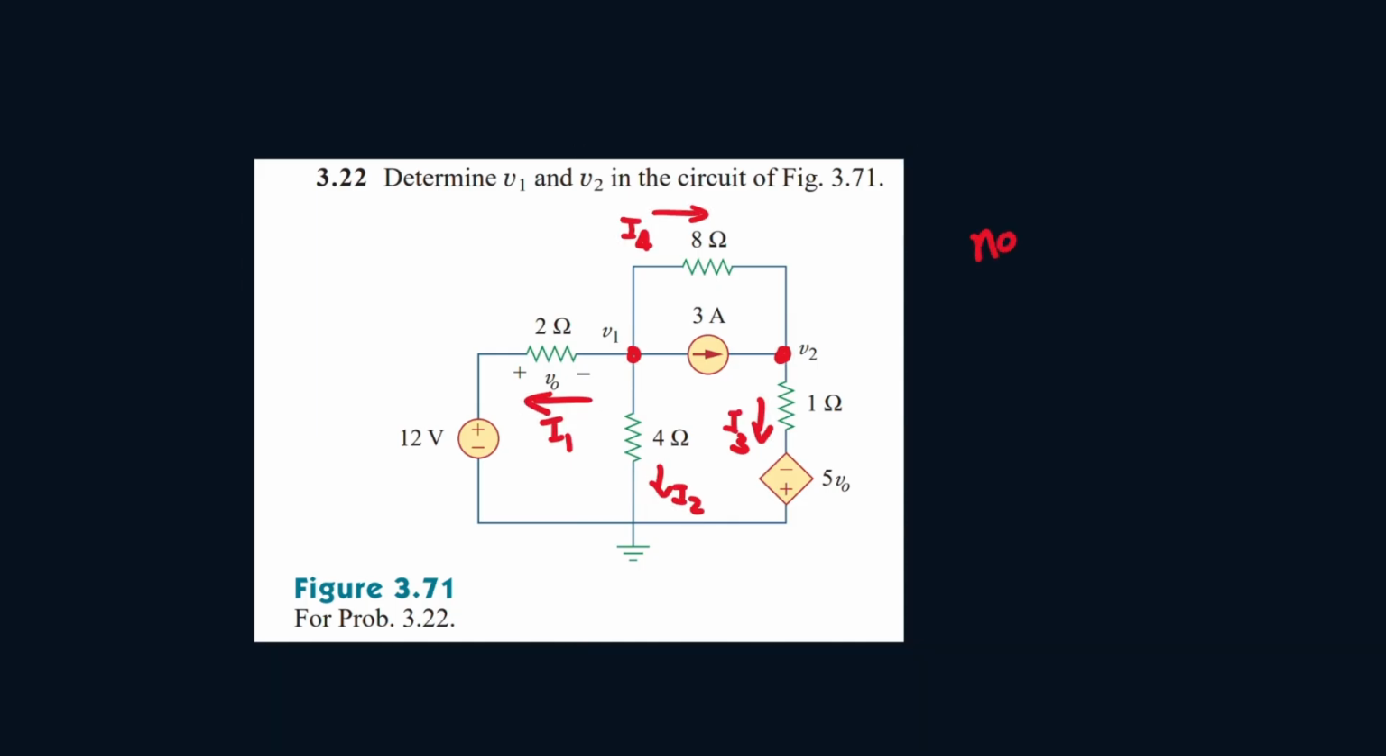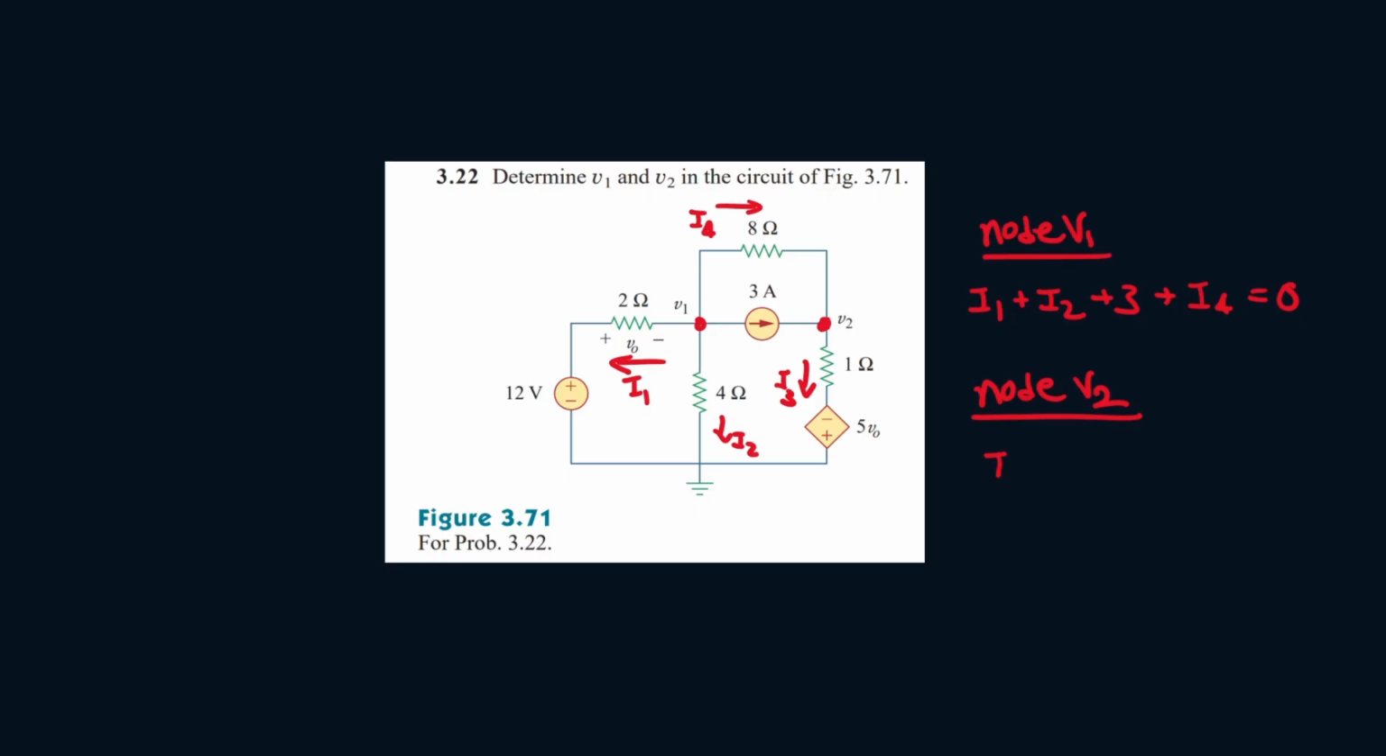So for node V1, it'll be I1 plus I2 plus 3 amps plus I4 equals 0. For node V2, it'll be I4 plus 3 amps, and this will be equal to I3.